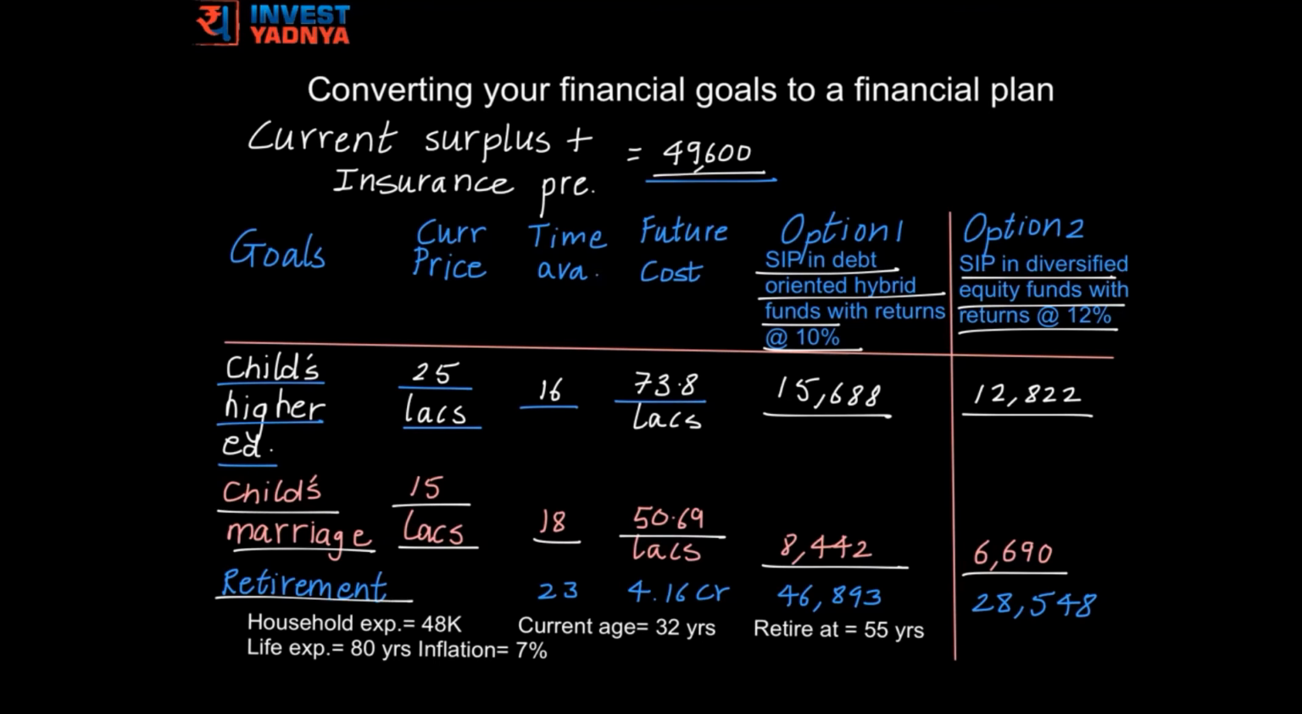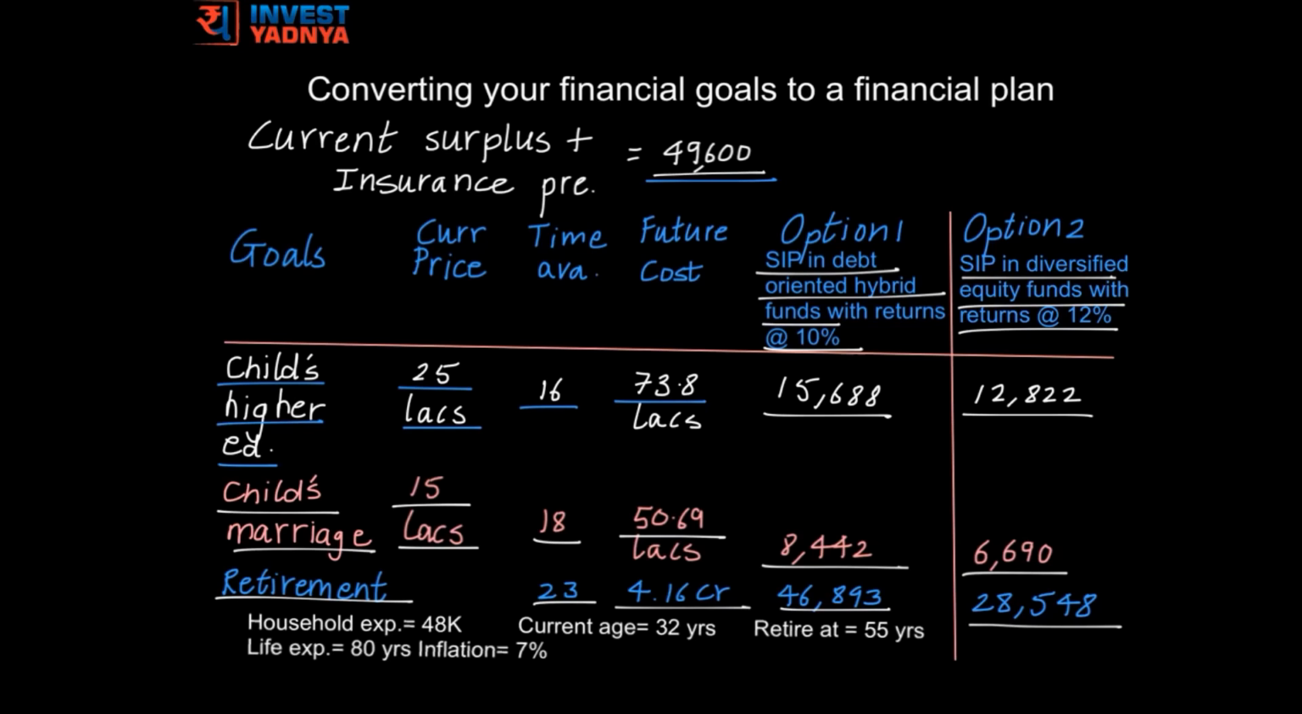Their last goal is retirement, which is 23 years away, and the corpus required on retirement is 4.16 crore. To accumulate this corpus, they would need an SIP of 46,893 rupees into debt-oriented hybrid funds which may give returns of about 10%, or an SIP of 28,548 rupees into diversified equity mutual funds which may give returns of about 12%.